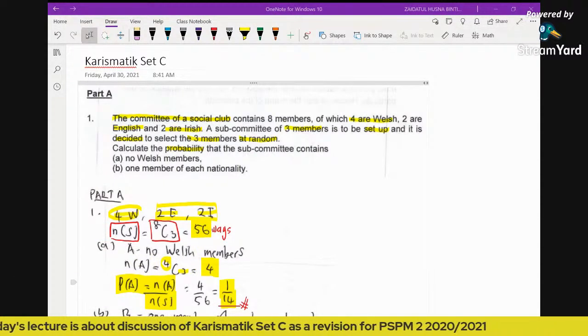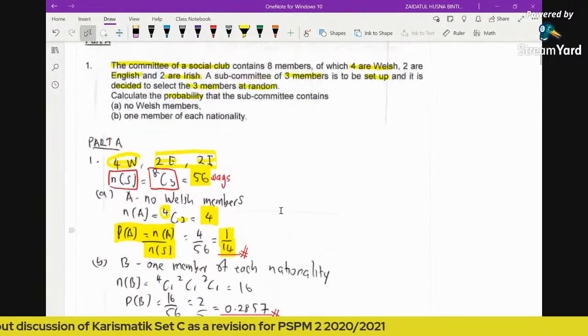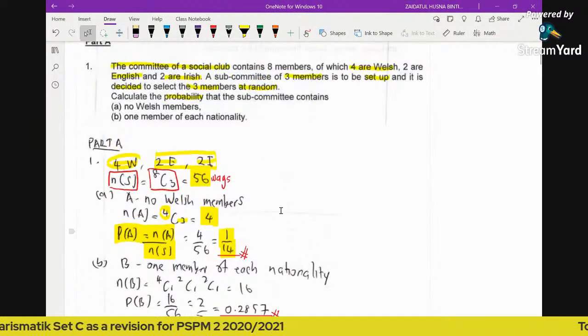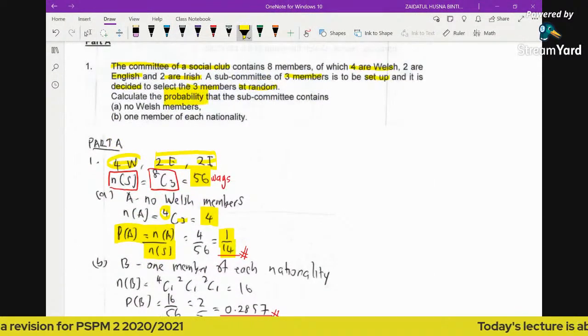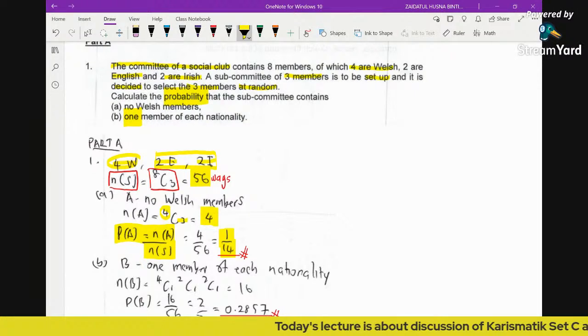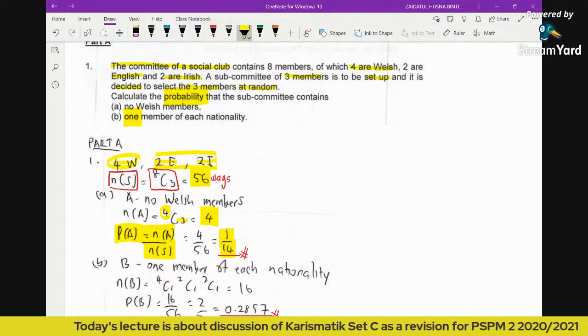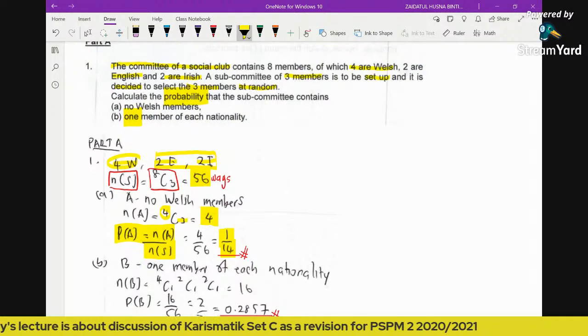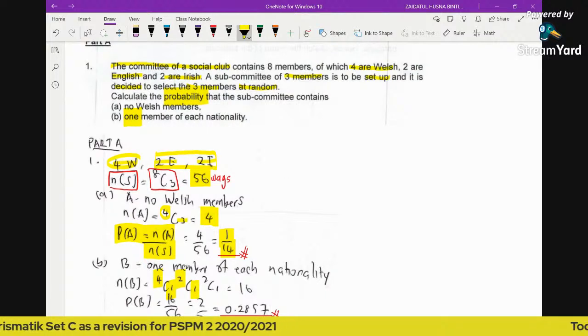Now let's continue. We are talking about the probability of choosing 3, but now the condition is 1 member of each nationality. We have 3 nationalities, Welsh, English, and Irish, and we want 1 from each. So out of the 4 Welsh, we choose 1, and then out of 2 English, we choose 1, and then out of 2 Irish, we choose 1.